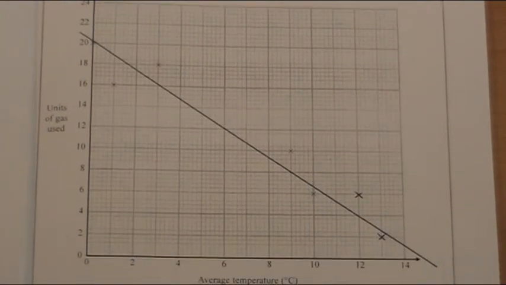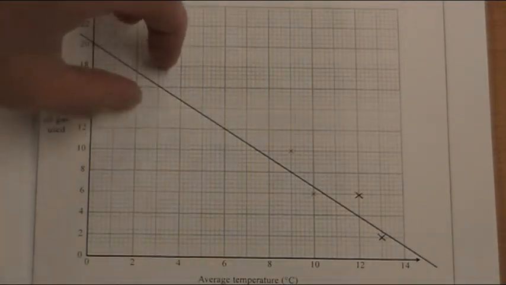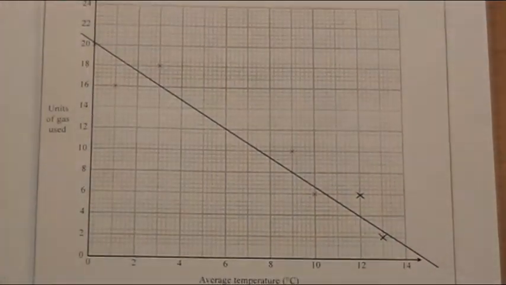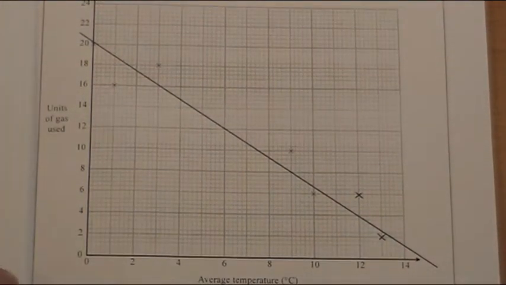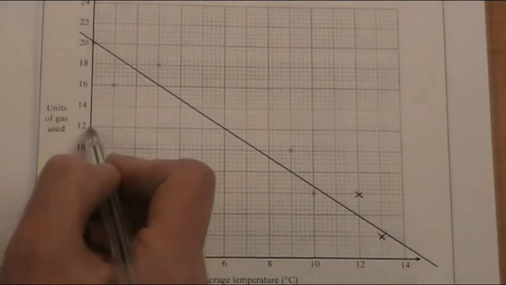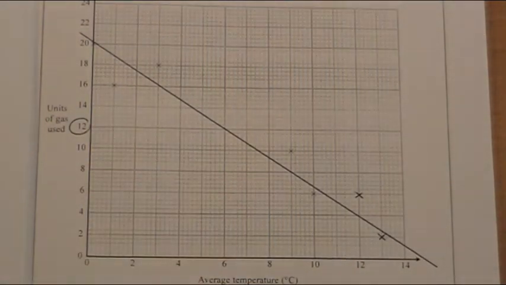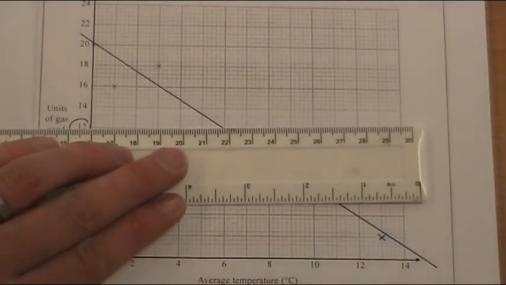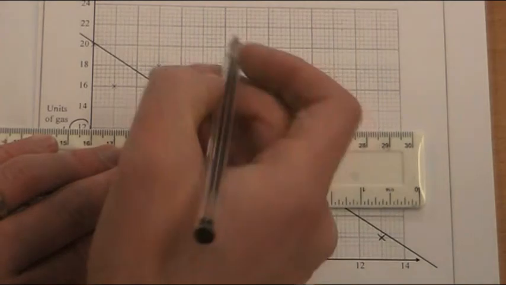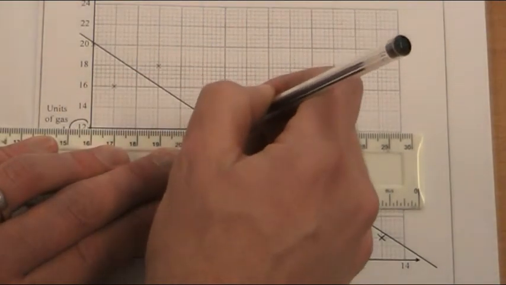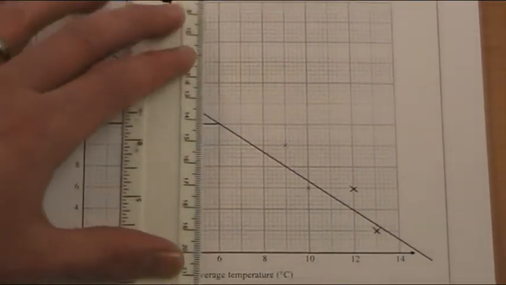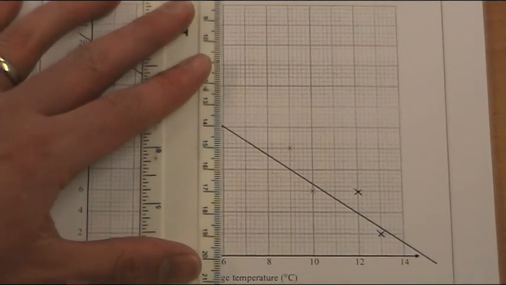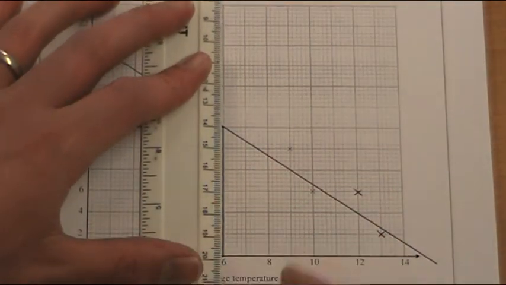There's lots of answers for this. The examiner will have a piece of tracing paper with 2 lines on, and as long as your line is in the middle, you will get all the marks. Now, when 12 units of gas is used, there's 12 units of gas. So if I draw a line along, and I stop where I meet my line of best fit, I can then come straight down, and mine very conveniently is bang on 6.